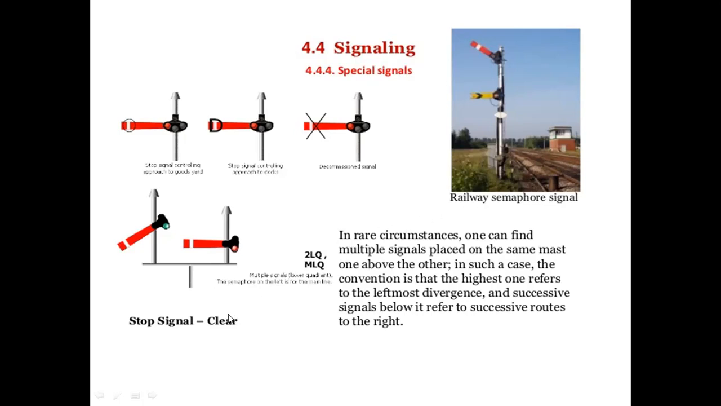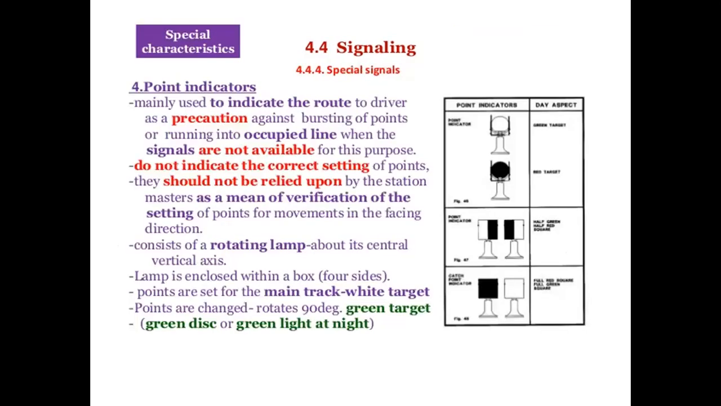So there is a stop signal which is clear and loud. This indicates red, and it is in the horizontal position. These are the special signals, the point indicators. These are mainly used to indicate the route to drivers as a precaution against bursting of points or running into an occupied line when the signals are not available.